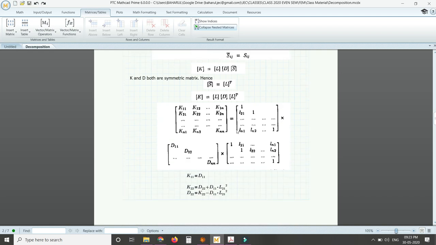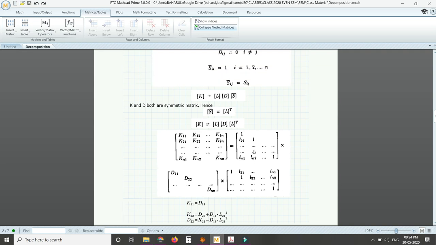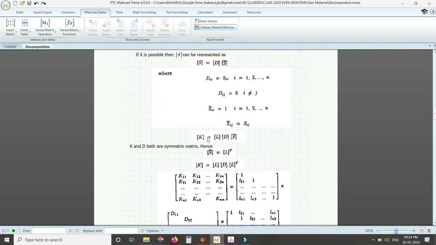Suppose this one is the L, right, and these two combined is S. Suppose we decompose the S matrix into two, one is D into S bar. So this is D, only a diagonal matrix, and this is the upper triangular S bar. So we can represent it as K equals L D S bar. Now the thing is, here K is a symmetric matrix. We already know that. S bar must be the transpose of this L matrix. Okay, so finally we can represent K as the L matrix into the D matrix into L transpose.